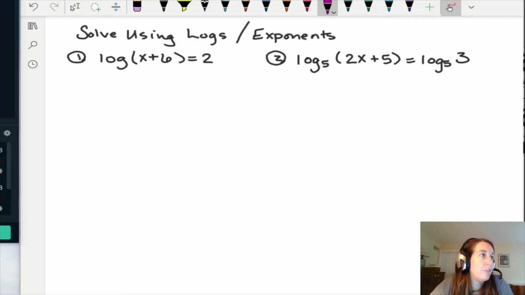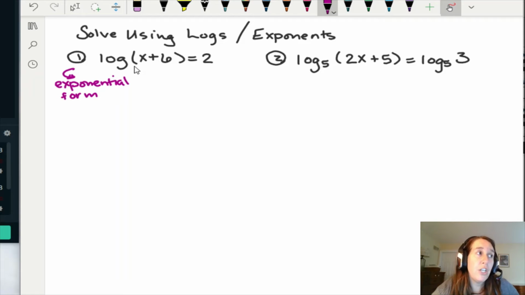All right, so for number 1, we have log of x plus 6 is equal to 2. When a problem is in log form and the x is buried in the log, you can't solve it using log form. So you want to turn this into exponential form. One of the methods to solving is just changing a log to exponential form.